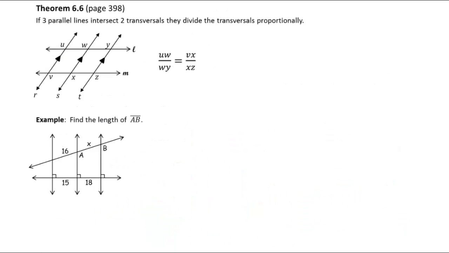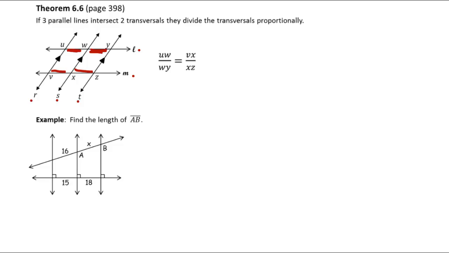Okay, theorem 6.6, which you'll find on page 398. If we have three parallel lines, so here are my three parallel lines R, S, and T, and they intersect two transversals, L and M here being my transversals, then they divide the transversals proportionally. So the pieces of the transversal, UW, this section right here, and then WY right here, that ratio UW to WY is going to be in the same ratio as VX over XZ. So those pieces will give us an equal proportion.